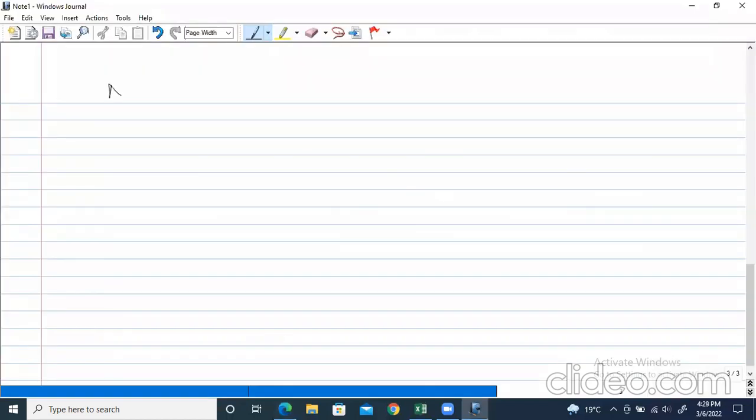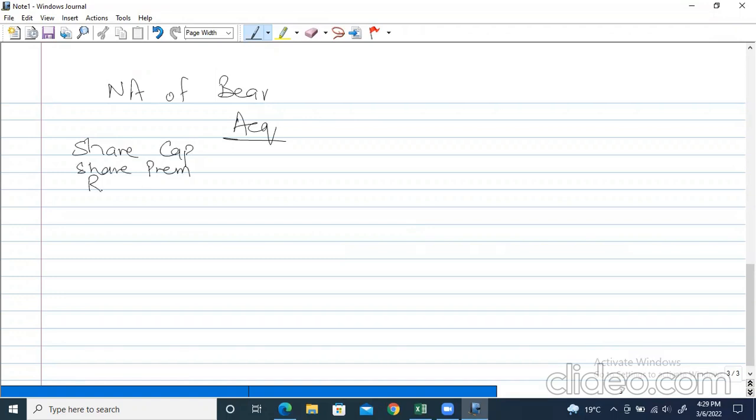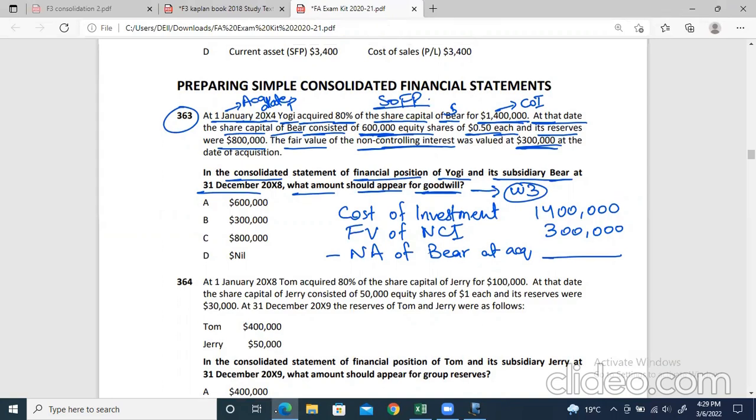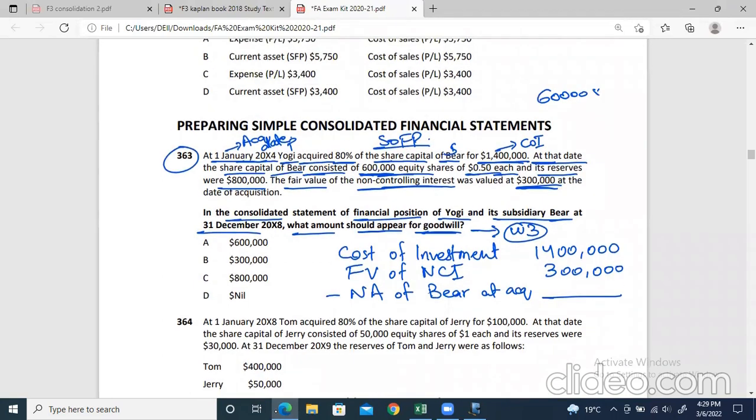Now for net assets of Bear, we are just calculating at acquisition date, so there is no need to make two columns over here because we just need the acquisition date. There are four things over here: share capital, share premium, and then the other reserves, which include the revaluation reserve, retained earnings, all of that. Now, what was the share capital at acquisition date? It's written. Look, share capital of Bear consisted of 600,000 shares. This is the number of shares. For converting it into monetary value, what we do is 600,000 times 0.5.